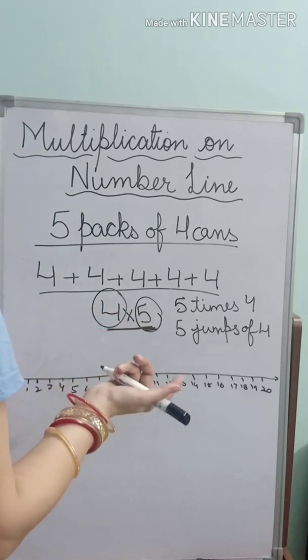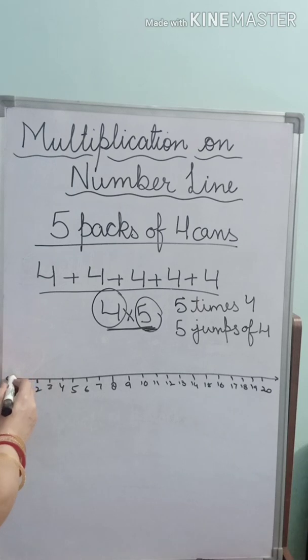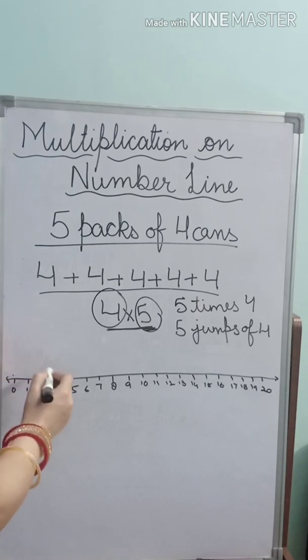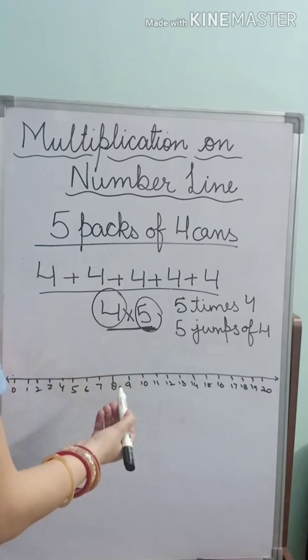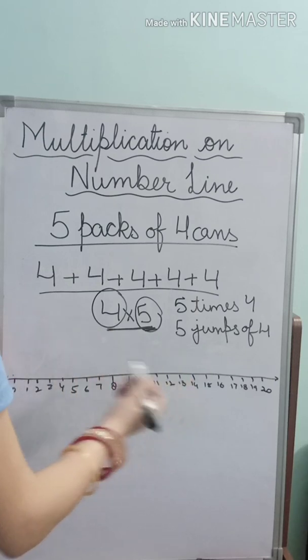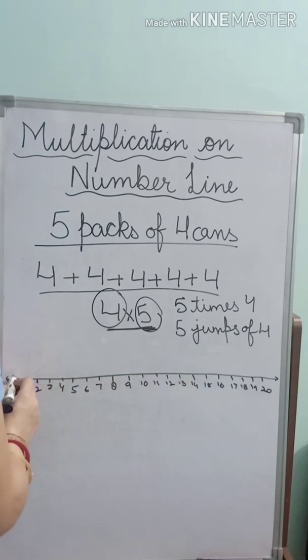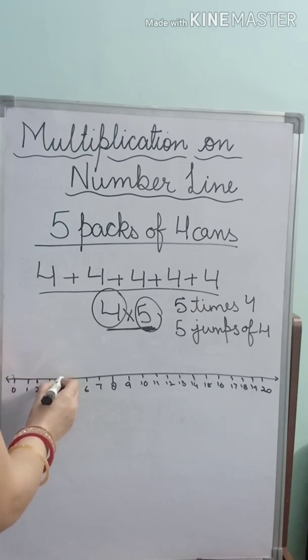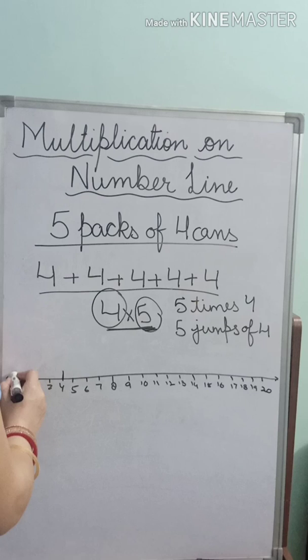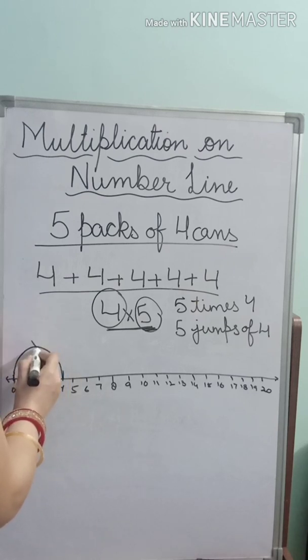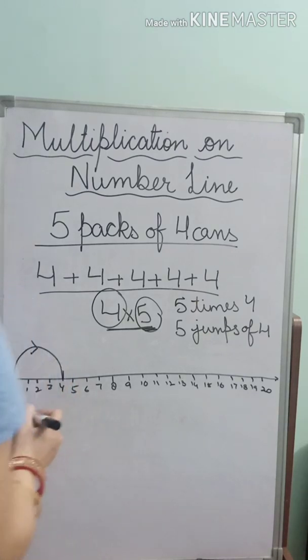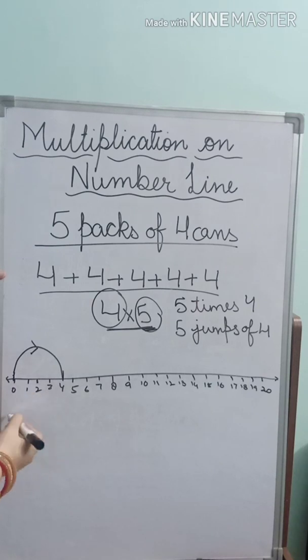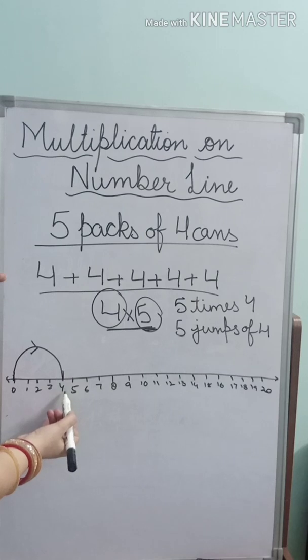So where do we start? I start from 0 and jumps of 4. That means I move 4 steps forward. So I have to go to 1, 2, 3, 4. I have to go to 4 because I have to take 4 steps forward. Correct? Now, from 0, if I count 1, 2, 3, 4, after the first jump, I come here.